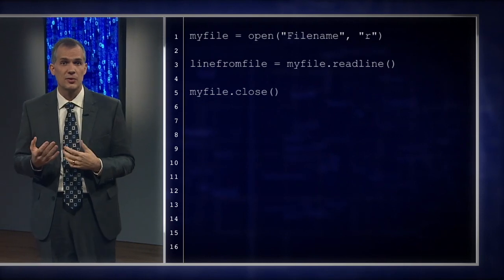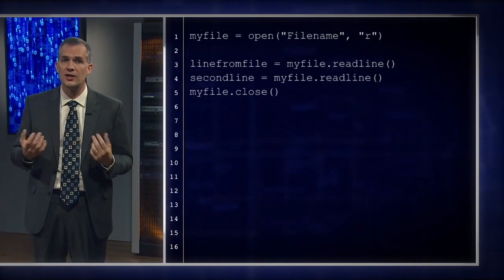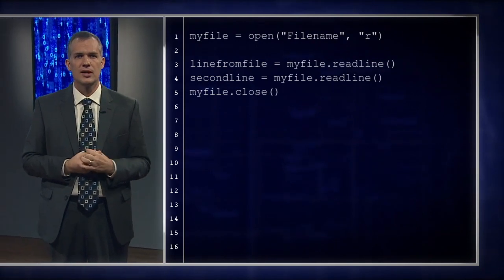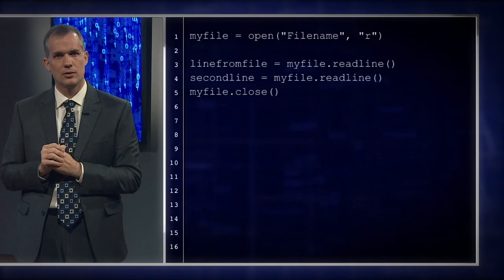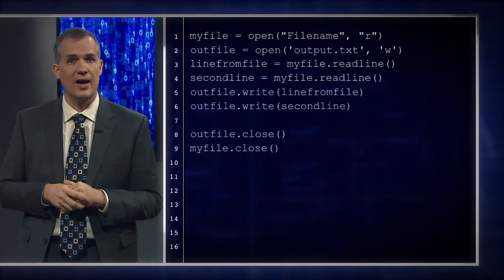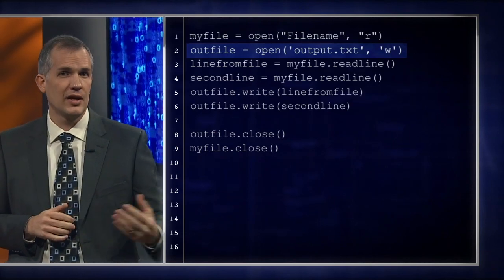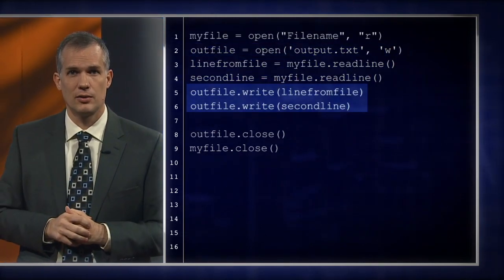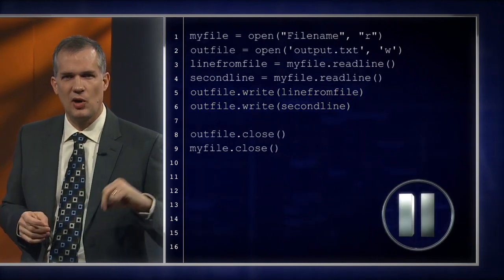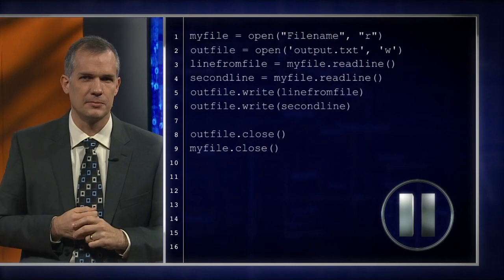If we wanted to read another line, we would have just had to add another readLine command to read another line from the file. Let's say you wanted to actually output those lines to another file. Well, the code you see here would do that. We'd open another file for writing. Then, after reading lines from the input file, we'd write them to the output file. I'd recommend you pause to study this and make sure you understand how it's working before moving on.